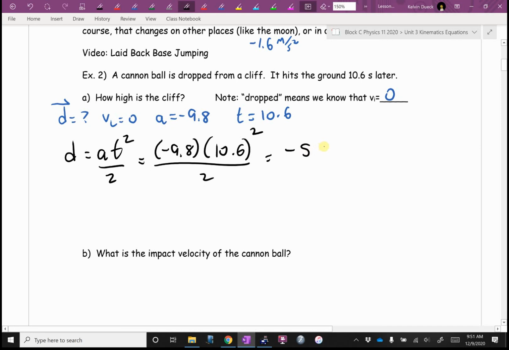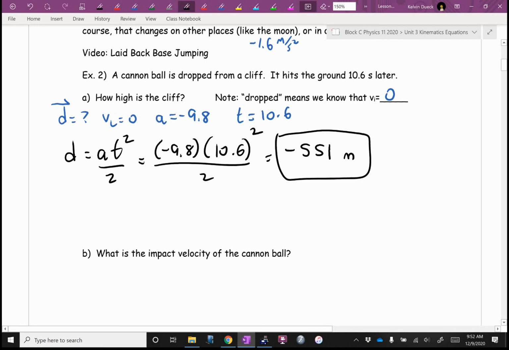So negative 550 or negative 551? If we round off to 3 sig figs properly. Why negative? Because we found a displacement, not a distance. Did the rock end up below or above from where we started? Should be negative. Okay, is that all right, Hannah?